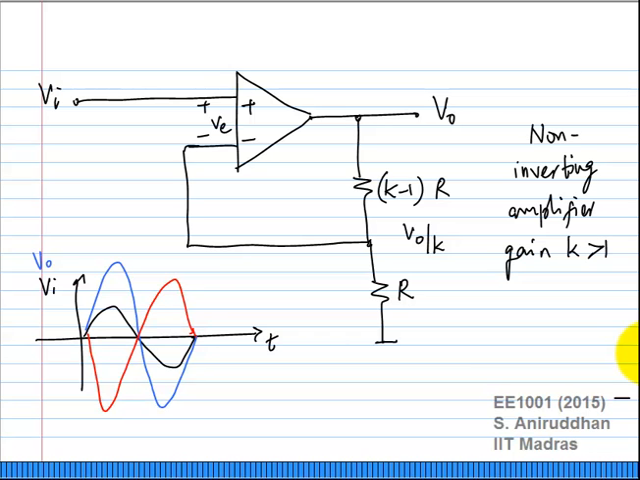So we said that VO is A times VE, no, sir? Yes, correct. But A is infinity and VO is finite. So VE is 0 because A is infinity. So that VO makes the value K times VI, right? Correct. That is right. VE is 0 in steady state only because A0 is infinity.